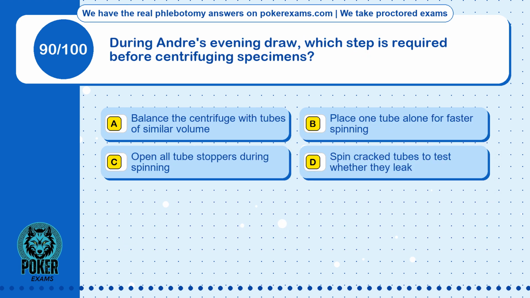Question 90. During Andre's evening draw, which step is required before centrifuging specimens? Option A, balance the centrifuge with tubes of similar volume. Option B, place one tube alone for faster spinning. Option C, open all tube stoppers during spinning. Option D, spin cracked tubes to test whether they leak.